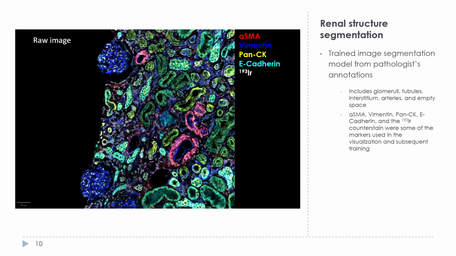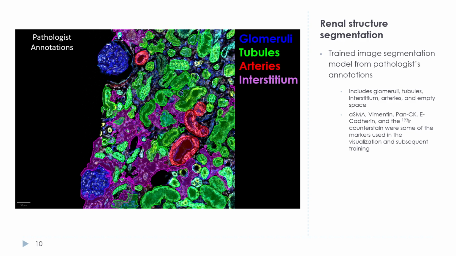But at this stage, we have yet to take into account any aspect of the spatial dimension, such as the spatial localization of cell types to various renal structures. Here, we display the relevant markers for renal structure segmentation, such that a pathologist can annotate their structures of interest. In this study, we were interested in the localization of various immune cells to glomeruli, tubules, arteries, and interstitium.